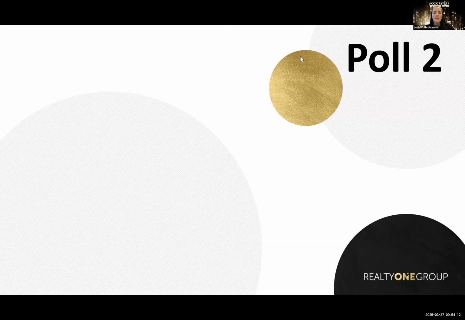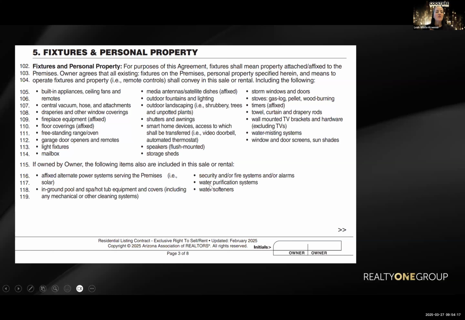All right, let's get into this one. Fixtures and personal property. For purposes of this agreement, fixtures shall mean property attached or affixed to the premises. Owner agrees that all existing fixtures on the premises, personal property specified herein, and means to operate fixtures and property like fan remotes shall convey in this sale or rental, including the following. And then there's a long list.